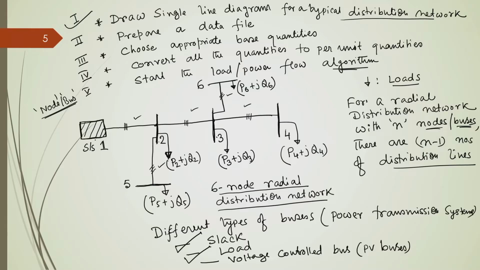So, here you can see we have one slack bus, that is we consider that reference, and that is of course this substation bus. So, this is the slack bus we will consider, which is basically supplying power to all other nodes. And the rest of all these buses are load buses. So, they are connected to the customers, and these nodes have some active power demand and reactive power demand, which are represented by P2, Q2, P5, Q5 and so on.